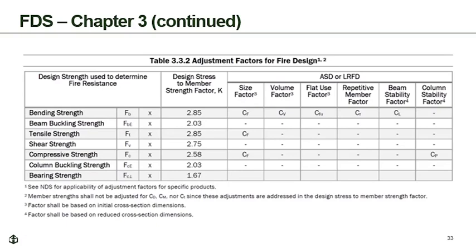Once the reduced section properties of the wood members are calculated using the provisions of FDS Sections 3.2 and 3.3, the design strength used to determine the fire resistance is calculated by multiplying reference design values such as bending strength and tensile strength by the adjustment factors specified in Table 3.3.2, which you can see here. The K factors are applied to adjust the respective design values to an average strength level. As you can see, these factors range from 1.67 for bearing strength to 2.85 for bending and tensile strength.